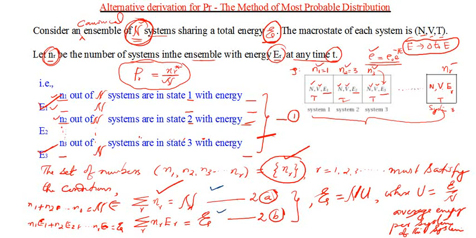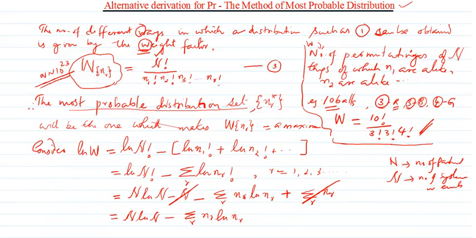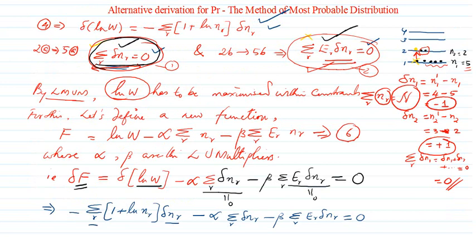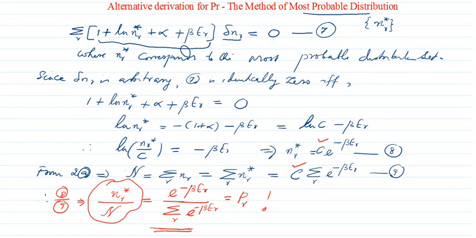Okay, hope that it makes sense, and that's about our alternate method to derive the Boltzmann distribution, otherwise known as the Gibbs canonical distribution, or simply the canonical distribution, by the method of most probable distribution.